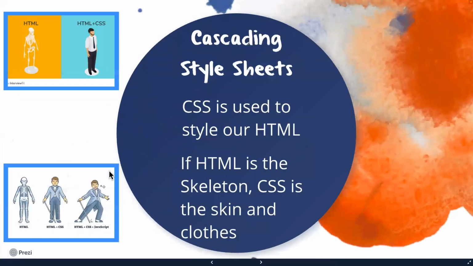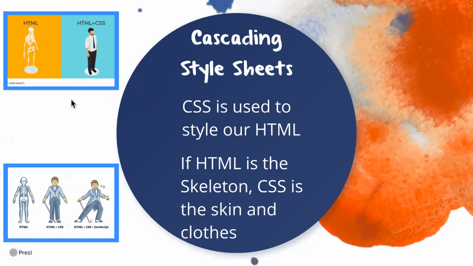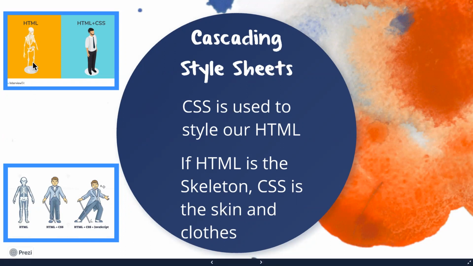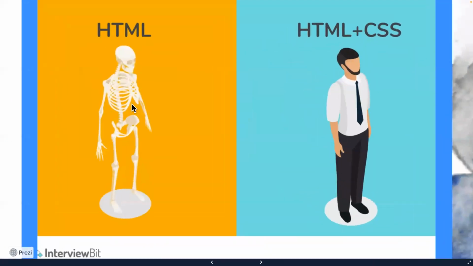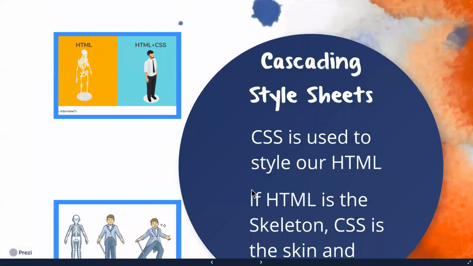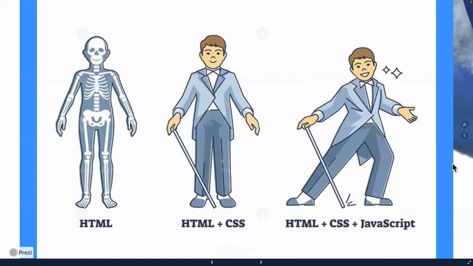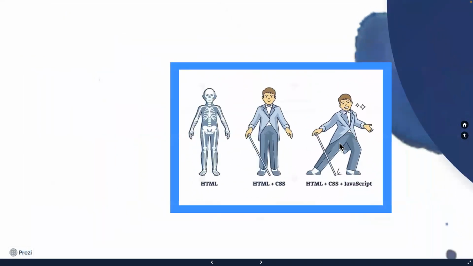So let's take a look. It's used to style HTML. If the HTML is the skeleton, CSS is the skin and clothes, right? So we're going to have to give it some visual appeal to our website. Otherwise, it's not going to get much traction. Not many people are going to want to stay, right? So HTML is the bare bones. CSS is going to give it that look. And then when we finish with CSS, we're going to give it some JavaScript. It's going to give it some life.